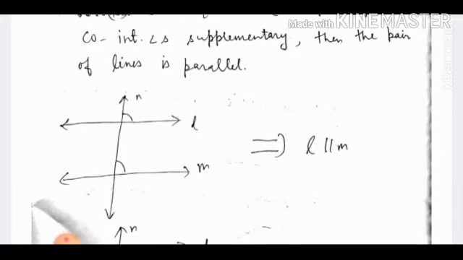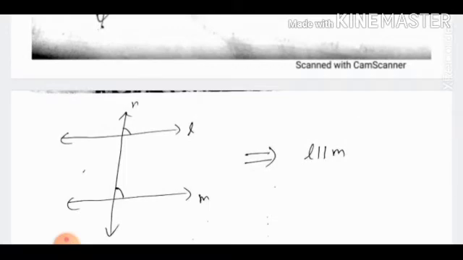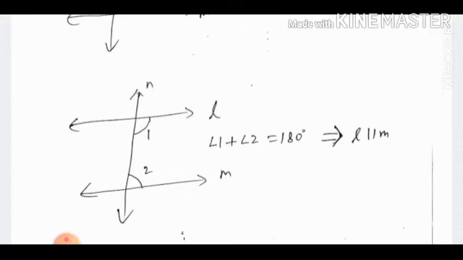So here you can see corresponding angles are equal. This implies that L is parallel to M. Here alternate interior angles are equal, so you can say L is parallel to M. Here corresponding angles are equal, so L is parallel to M. In the first, alternate exterior angles are equal, then the lines are parallel. Here co-interior angles are supplementary, so the lines are parallel.